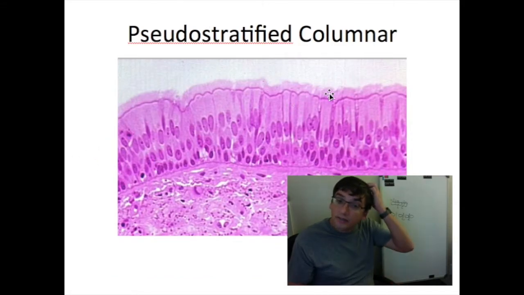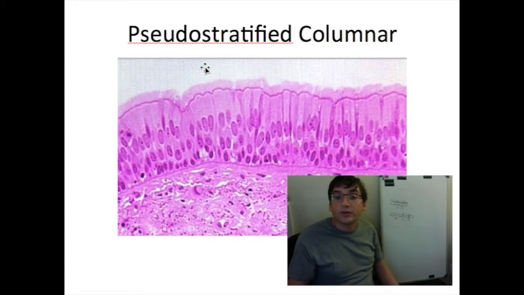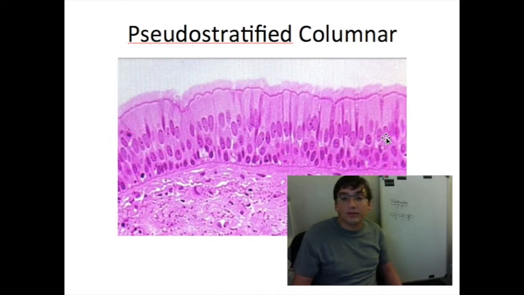Pseudostratified is in reference to the fact that the cells look like they're stratified because the nuclei are at different heights, but if you look very carefully, you see there's actually only one layer of cells. A relatively constant thickness is your best hint. The cells are just kind of uneven in where their nuclei are. This is the one you commonly see lining the trachea and your respiratory passages.